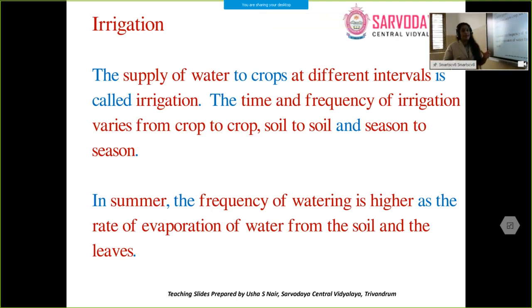Now in summer, obviously, it is hot, it is warm. The frequency of watering is higher because the rate of evaporation of water from the soil is higher. We should water a bit more than what is needed, as the rate of evaporation of water from the soil and the leaves is higher. So in the summer season, a little more added water is needed. We should supply water a little more ahead. So let's move on.